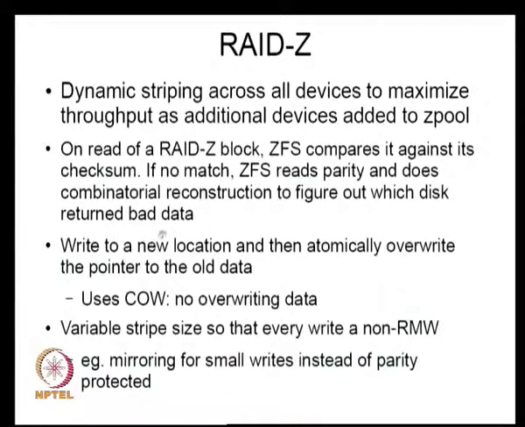For write, as I mentioned, this one never really does any overwriting of data. You always write to a new location and then atomically overwrite the pointer to the old data. That's why snapshots and other things are trivial here. As I mentioned already, there is variable stripe size, so that every write is a full-stripe write. You don't have to do read-modify-write. So that means the RAID performance problem is gone now.